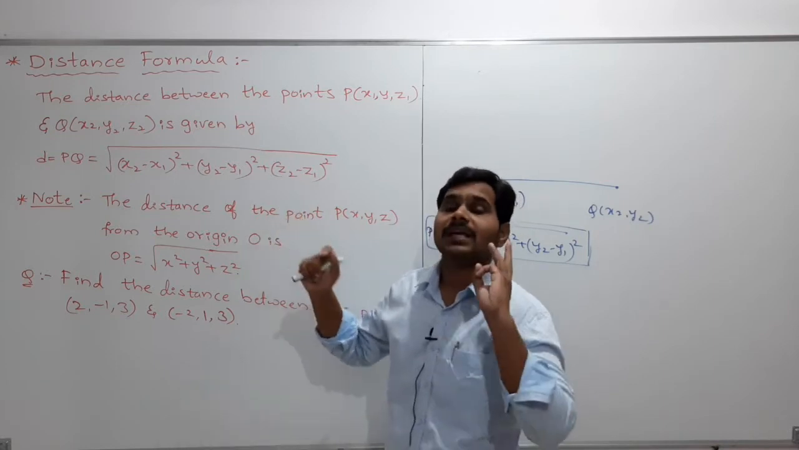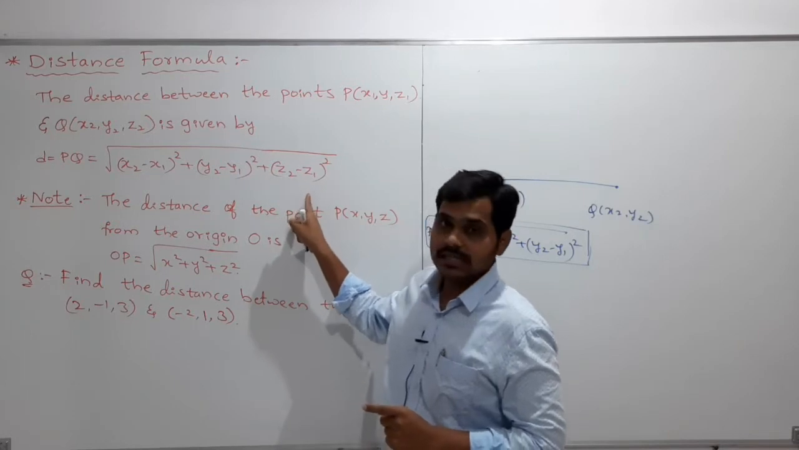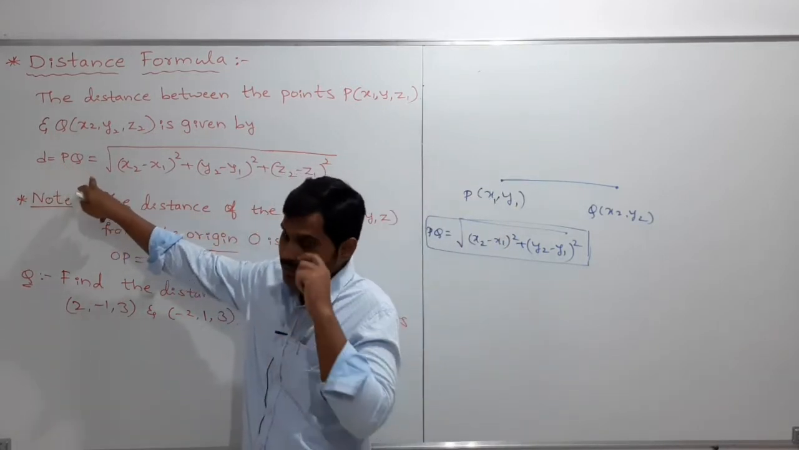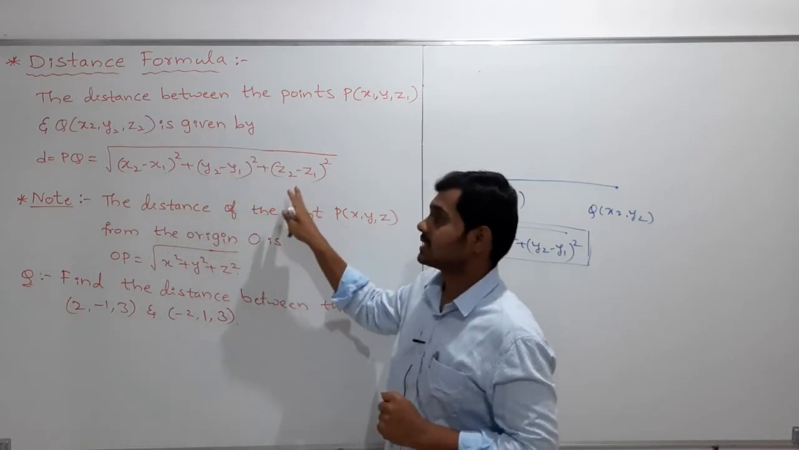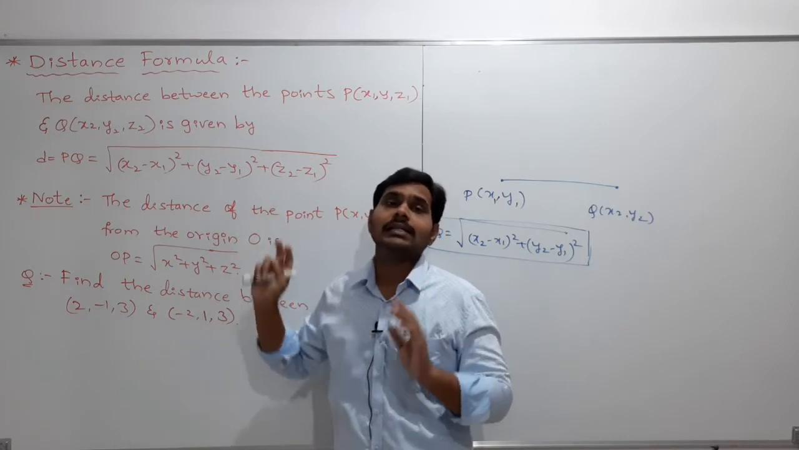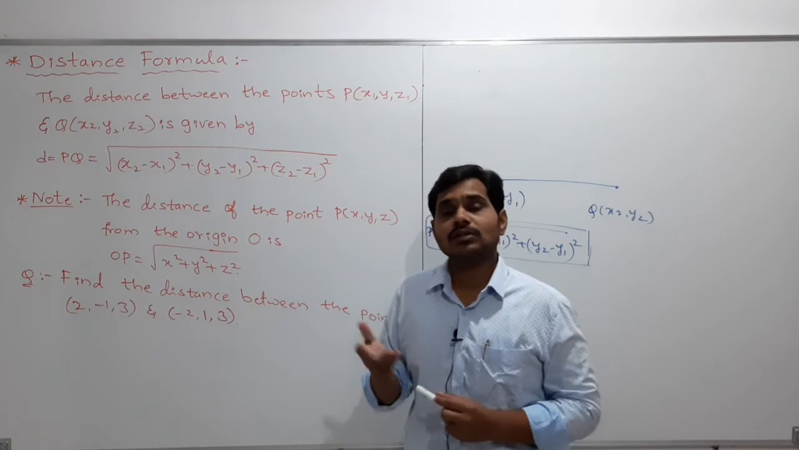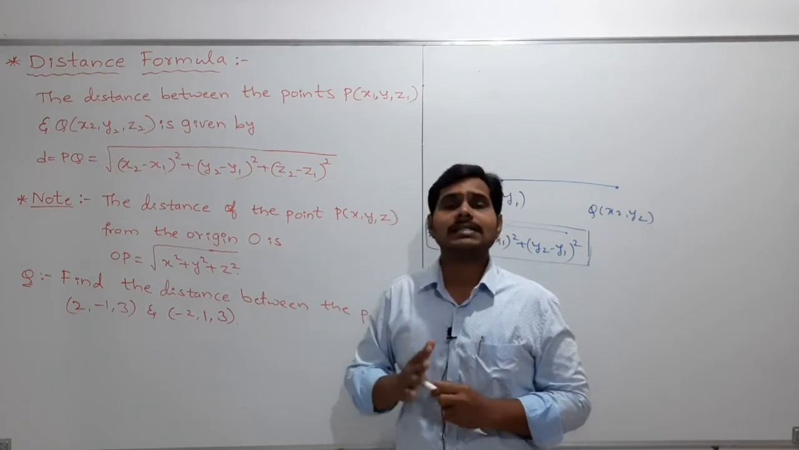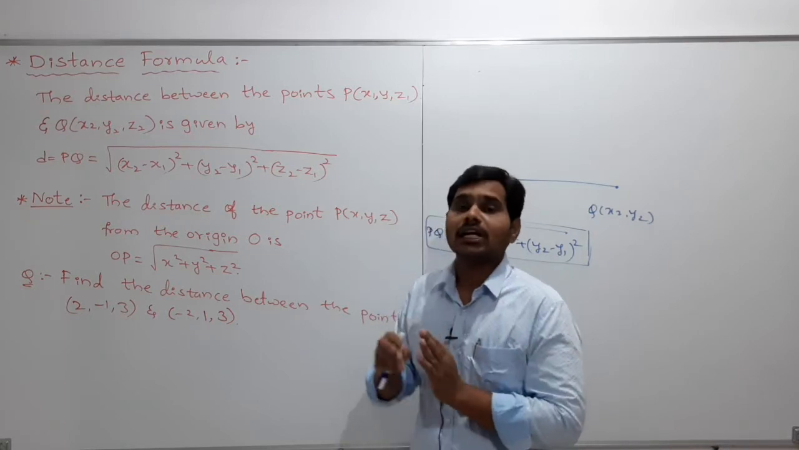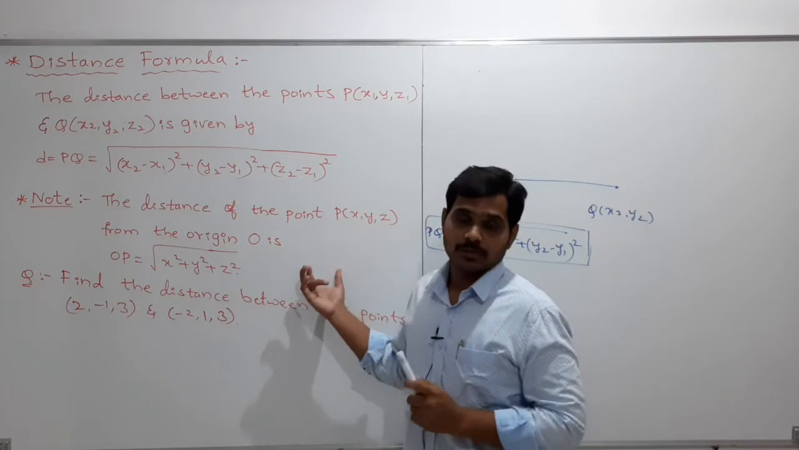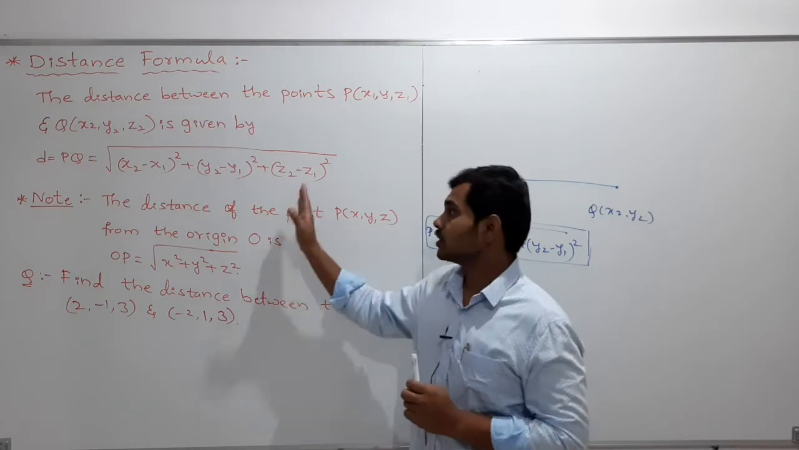Please remember, in 3-dimensional space the distance between 2 points can be calculated using this formula. D means distance, that is PQ is equal to the square root of (x2 minus x1) whole square plus (y2 minus y1) whole square plus (z2 minus z1) whole square. Derivation is not required, my dear students, since due to COVID the class 11th exams are cancelled. We are just discussing this conceptually, for knowledge purposes. So I am not going to discuss the derivation; we should simply remember this formula.